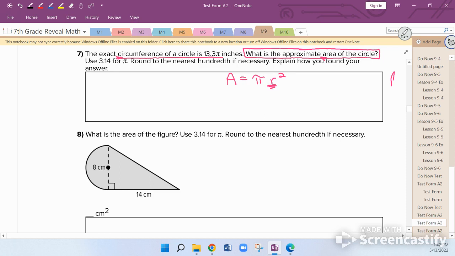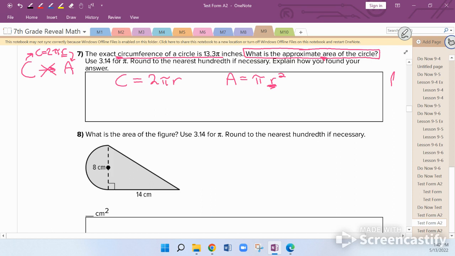So we need to find R. But they don't give us R. They give us circumference. So we have to somehow get from circumference to area, but there's no direct route, no direct formula. So instead, we have to go to C equals 2 pi R to get R, and then we'll plug that in for our area. So write that little note: there's no direct route from circumference to area, so we have to do another formula first. Circumference equals 2 pi R.